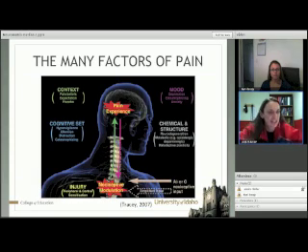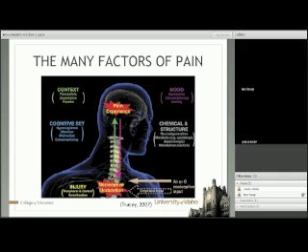This, for me, is a little bit better picture, maybe because it has color, but it's easier for me to see that the impulse travels to the brain, is processed by many different parts, and then is sent back out to be felt. So let's take a look at some of these areas.